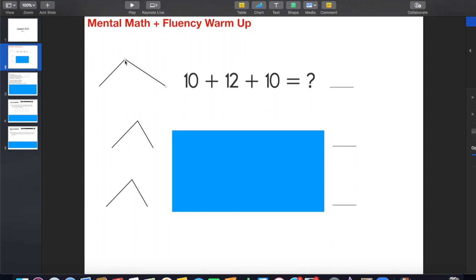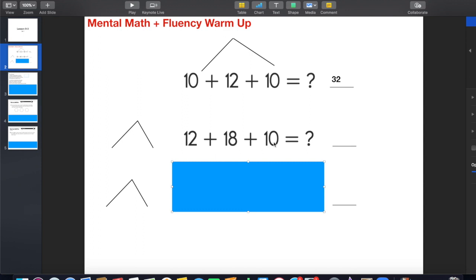The way I might solve this is I think that 10 and 10 can easily be added together. So 10 plus 10 very quickly I know is 20 plus 12, which is another 10 and a 2, so that makes 32. Okay, let's try the next one.